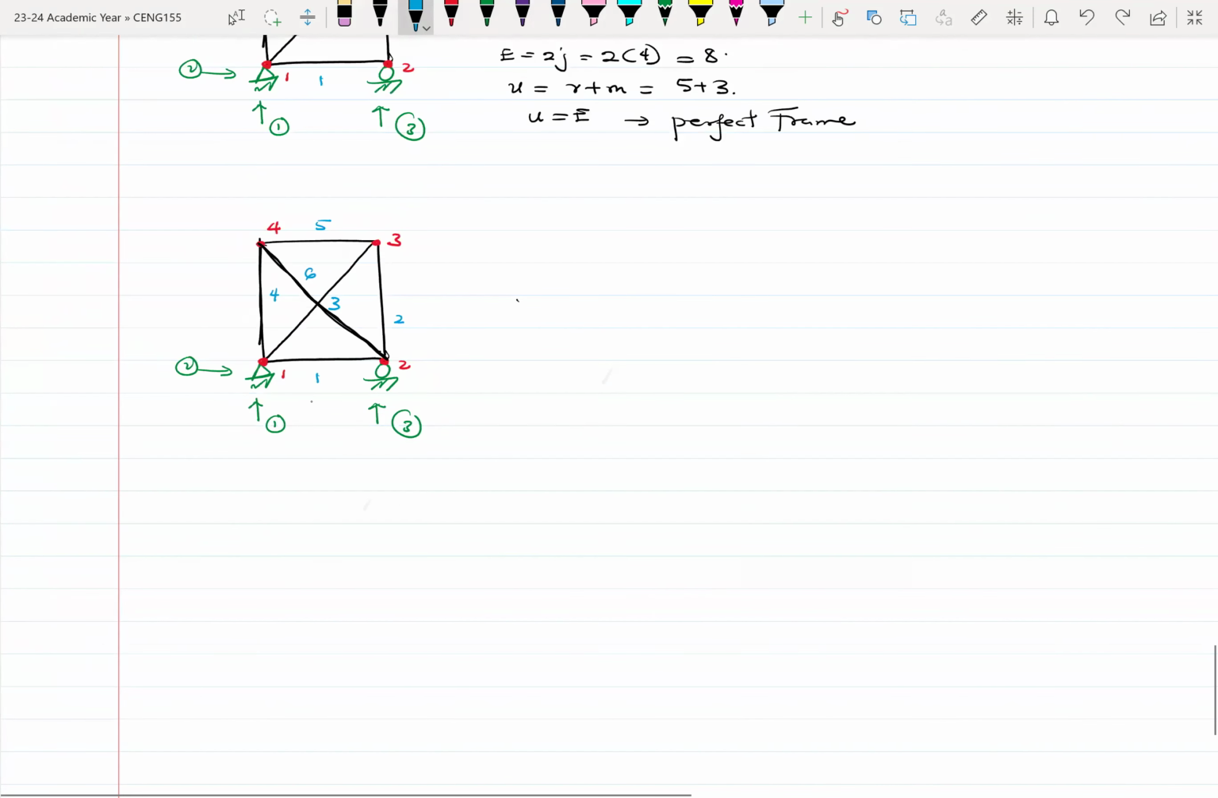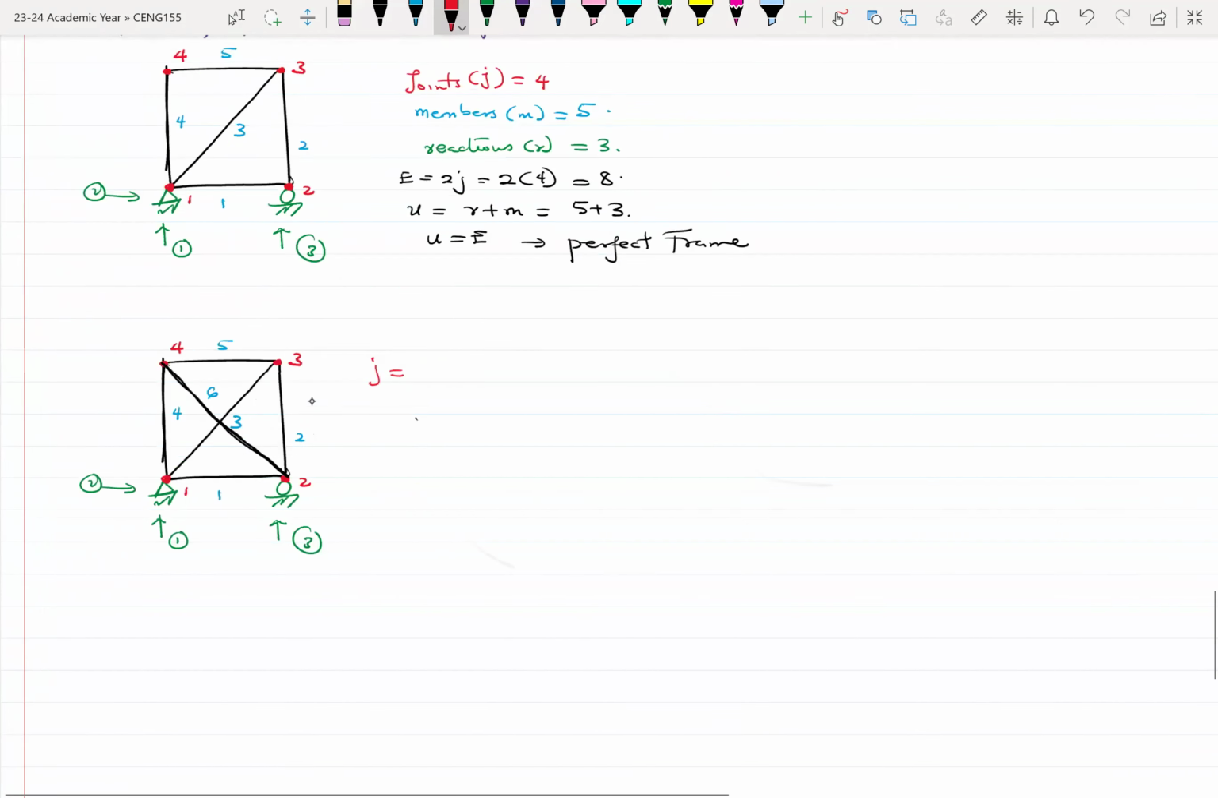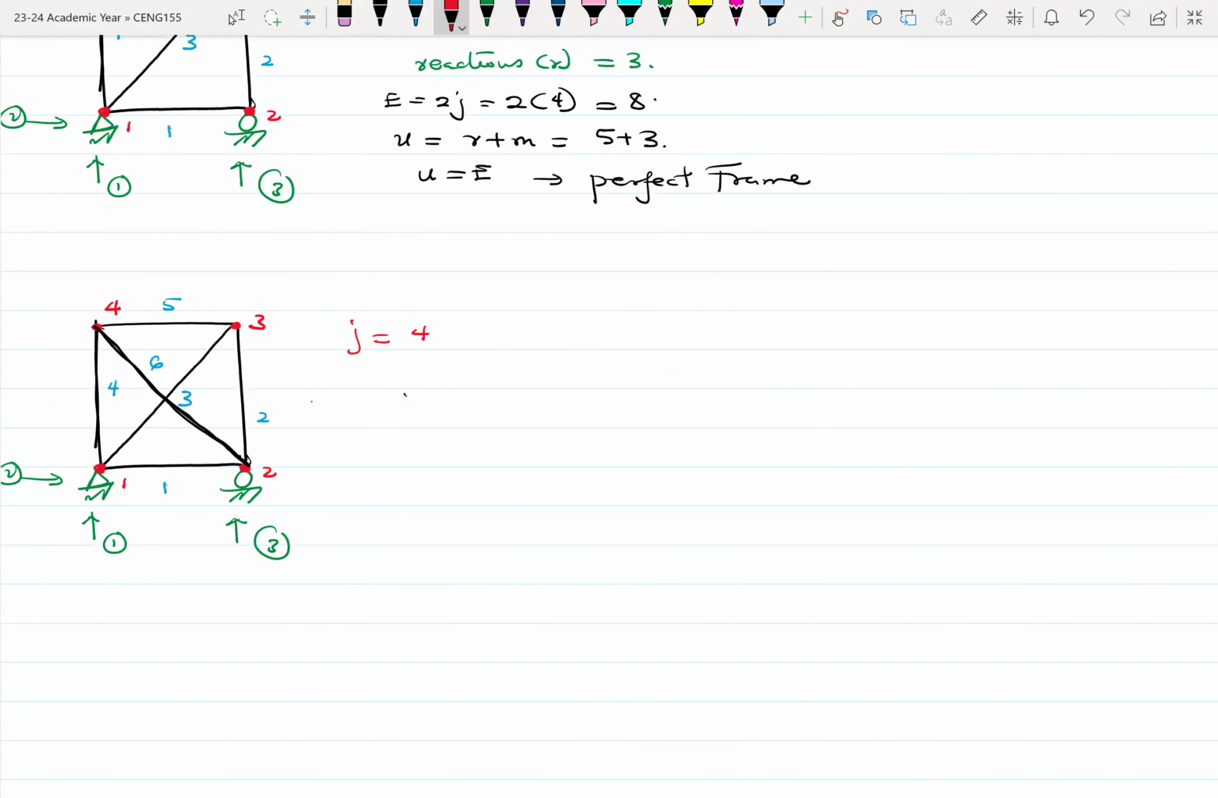Okay. So what is going to happen is that our joint will still be 4, but now our members have increased to 6. Our unknown reactions are still 3, which means that our E will still be 2 times J, and that'll give us 8. And then our U will still be R plus M, and that'll be 3 plus 6, and this is 9. So because U is more than E, our frame is what?